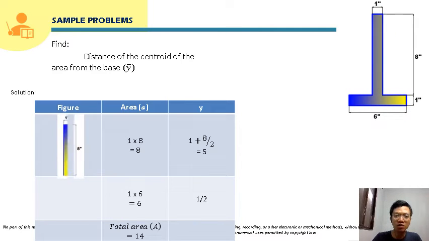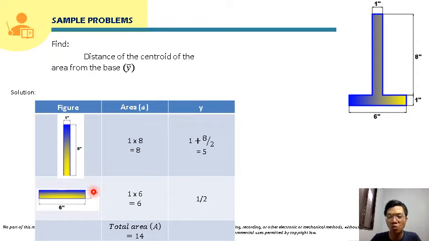Okay, so for the first rectangle, its dimensions will be base is 1 and then its height will be 8 inches. Now for the lower rectangle here, its base is 6 inches, and its height will be 1 inch. Okay, so we are going to solve for their respective area and y coordinate. So for the area of the first rectangle, its area will just be 1 times 8. So that will be 8. And the area of the second rectangle will just be 1 times 6. So that will be 6.